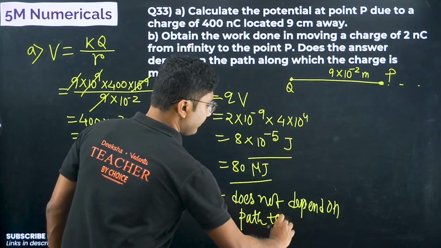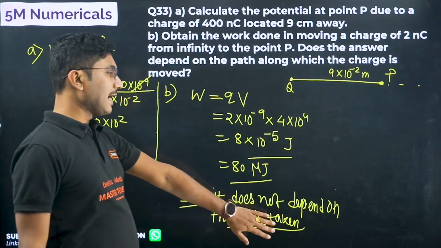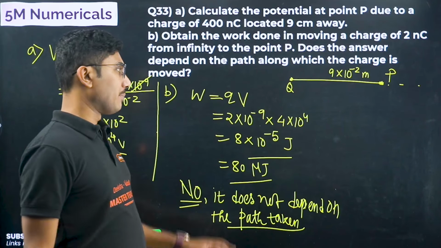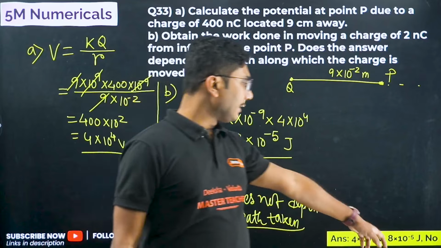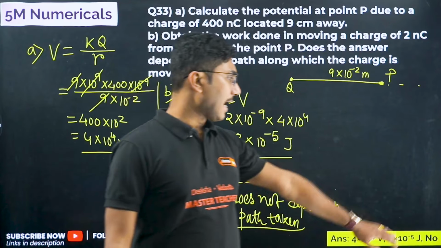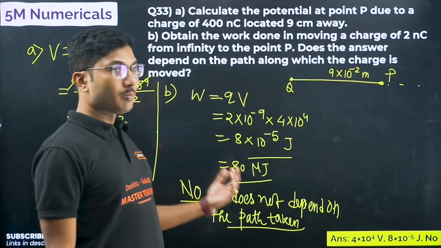This is very, very important. If you miss that, 1 mark will be lost. For just writing this statement you will get 1 mark. So the correct answer is 4 into 10 to the power of 4 volt, 8 into 10 to the power of minus 5 joules, and the last part, no. So everything you have to answer, otherwise you might lose marks.